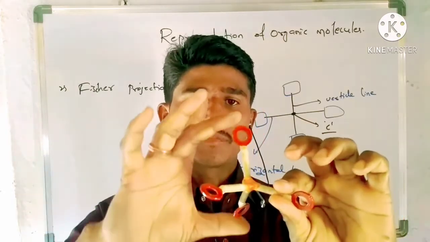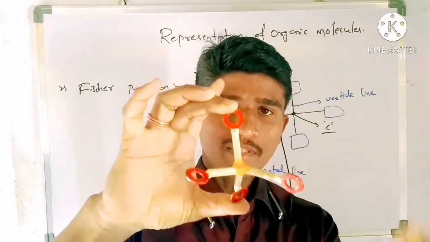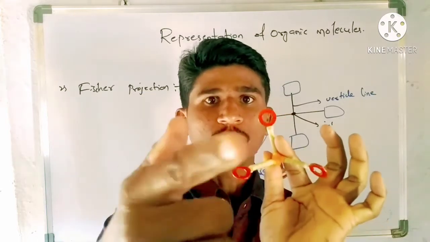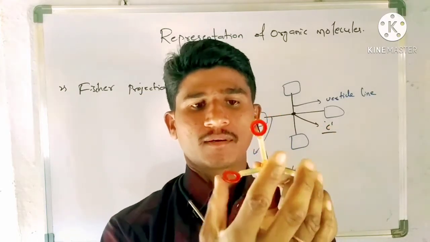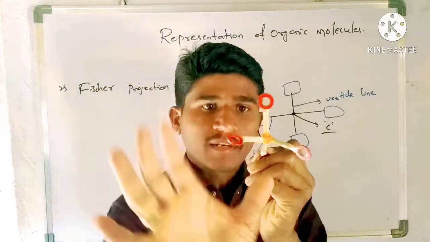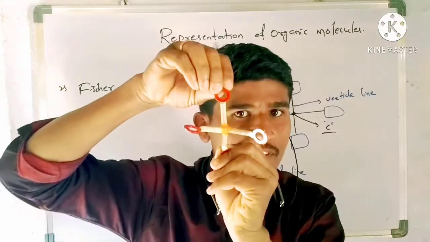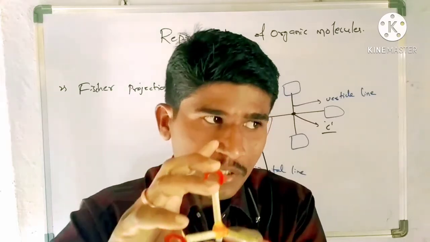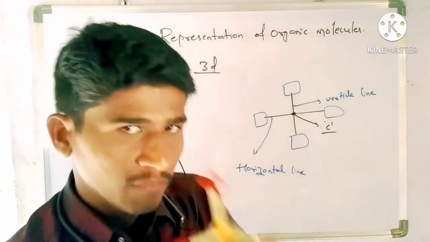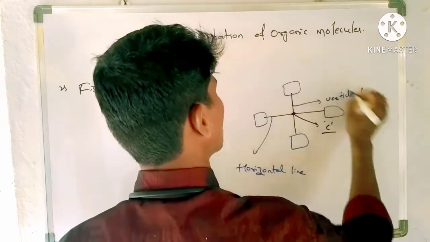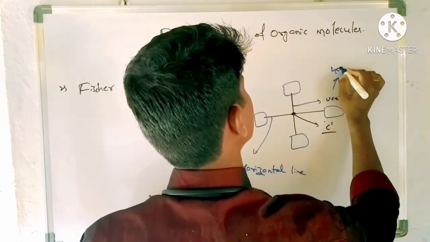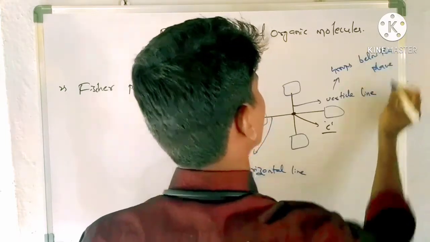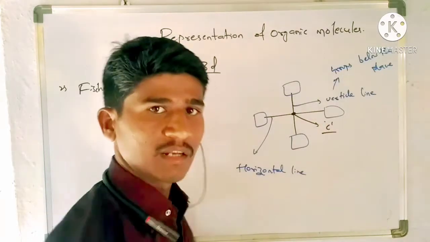Now you assume that these two groups are away from the viewer, means below the plane. Now these two are towards the viewer, you are the viewer. So these two are above the plane, these two are below the plane. So whatever the groups which are present below the plane, we have to represent on the vertical line.